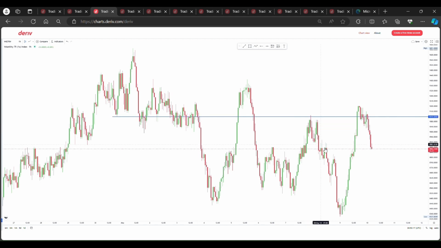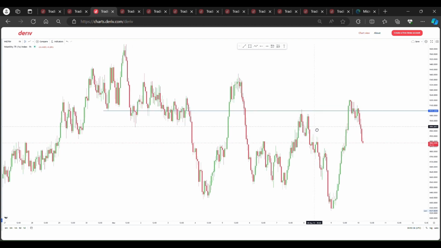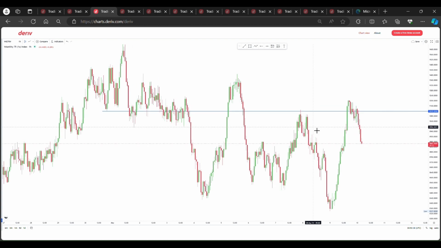Then price pushed down to the downside. You can see this: price gave us this weak rejection, then price pushed down to the downside. So this is how this works. I can choose to enter this trade after seeing this weak rejection, or after seeing this bearish engulfing candlestick right here. So this is how this strategy works.